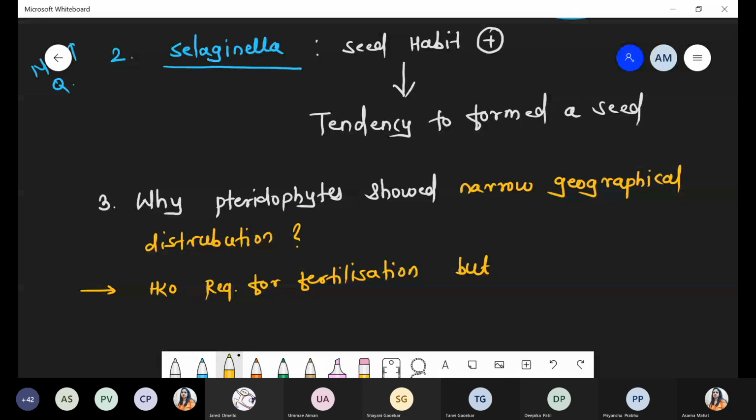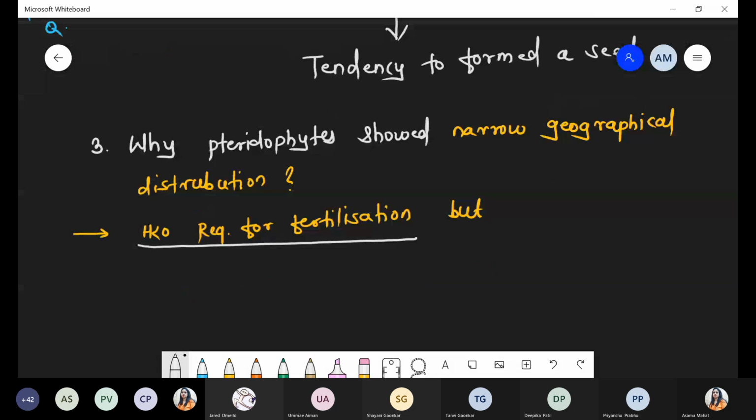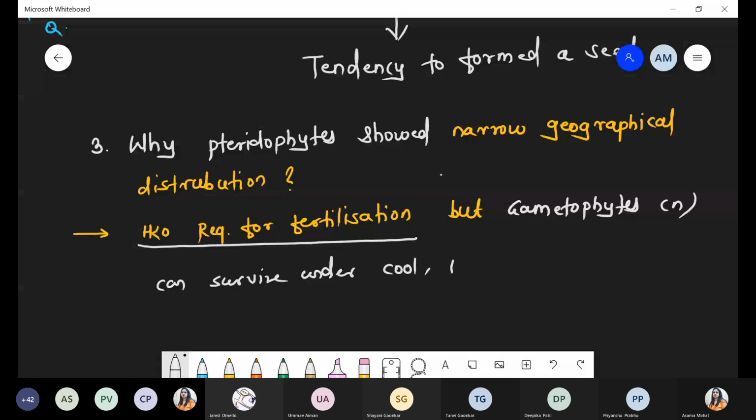But ye kaisa plant hai? These are vascular plants, these are land plants. But whatever we are talking about, gametophytes, which are a haploid body, can survive under cool and shaded areas. So there are two drastic conditions: water is required for fertilization, but to complete the further cycle, the sporophytic and gametophytic life cycle, they require a cool, humid and shaded area. So that is a limitation.